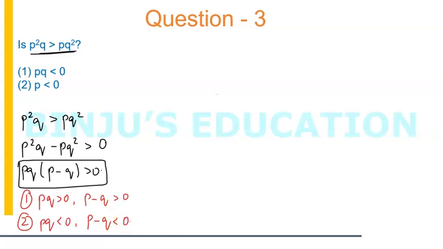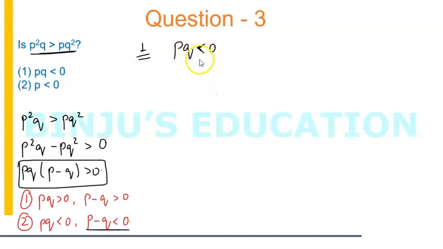Okay. Now statement number 1. The first statement says that pq is less than 0. Now if pq is less than 0, can we comment anything regarding the value of p minus q? Because if pq is less than 0, I also need p minus q to be less than 0. Then only I can conclude a result regarding the question which has been asked, that is, p square q greater than pq square. Because I require a conclusive result.